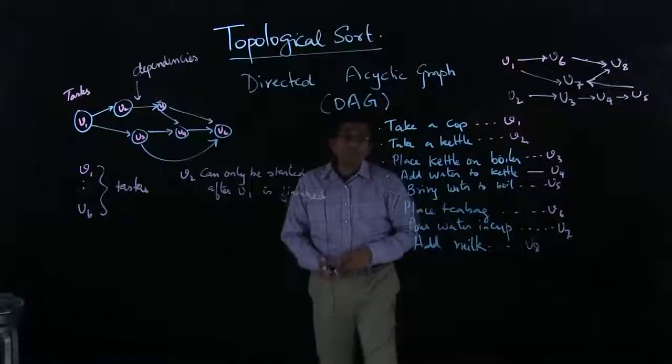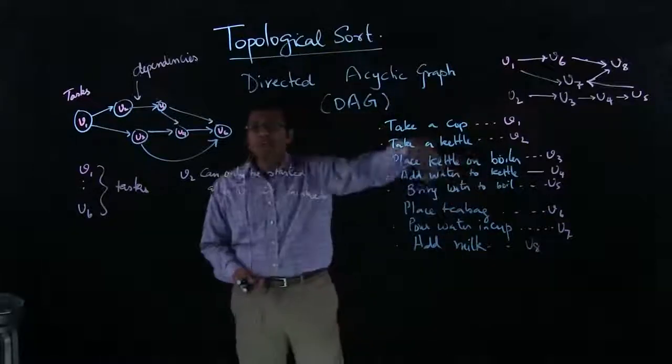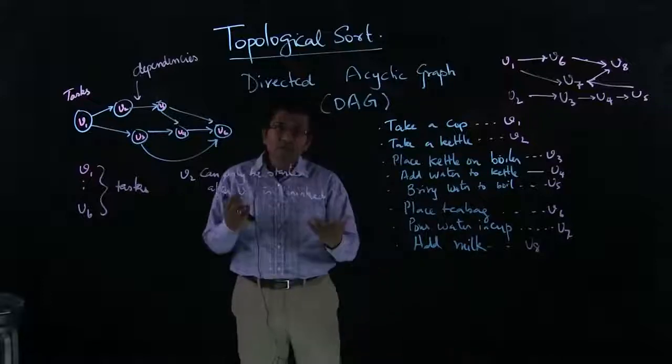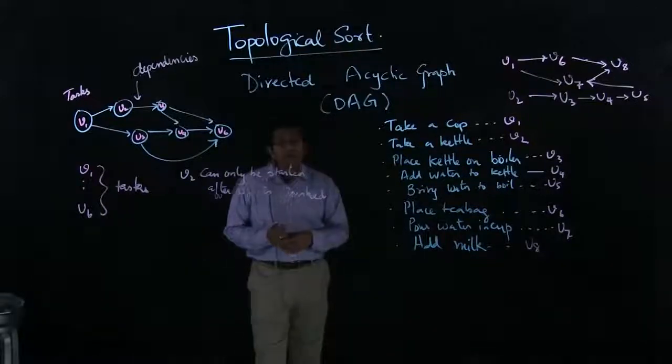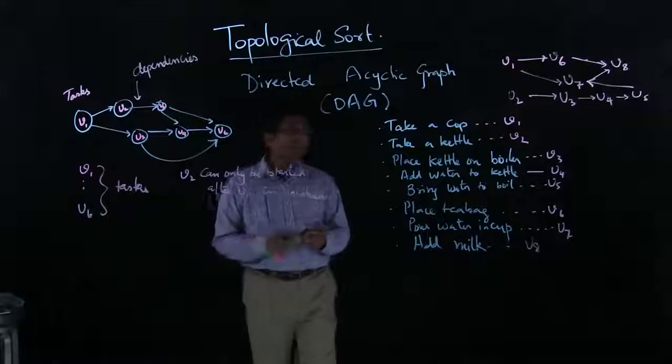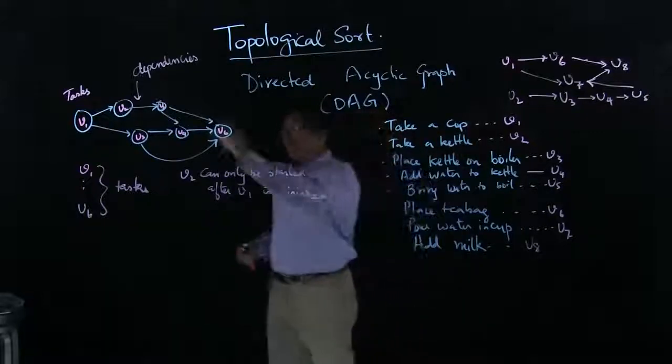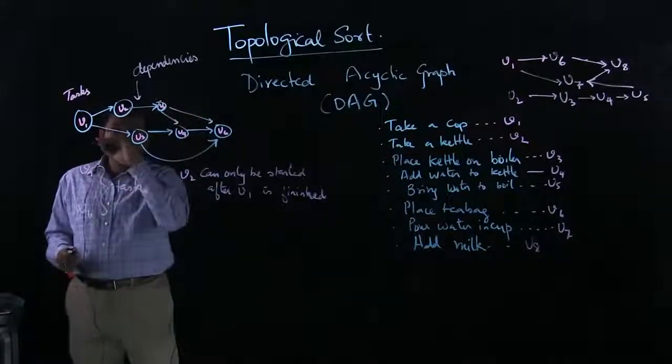Or we might add milk without boiling the water. We might put the tea bag in cold water. That's not going to make very good tea. All right. So we need a way by which we can, given a graph like this, a directed acyclic graph, we need to sort it.